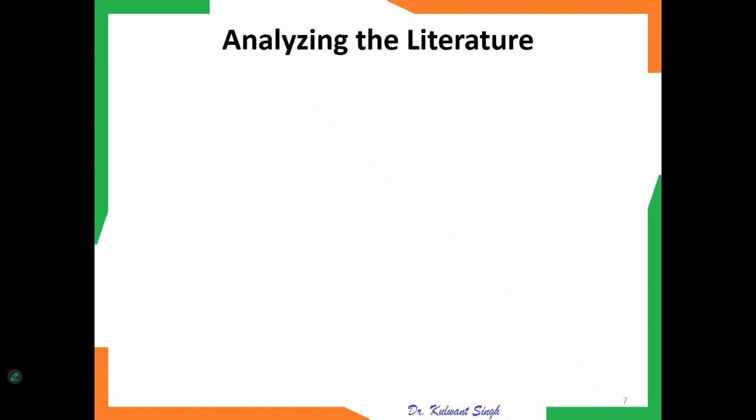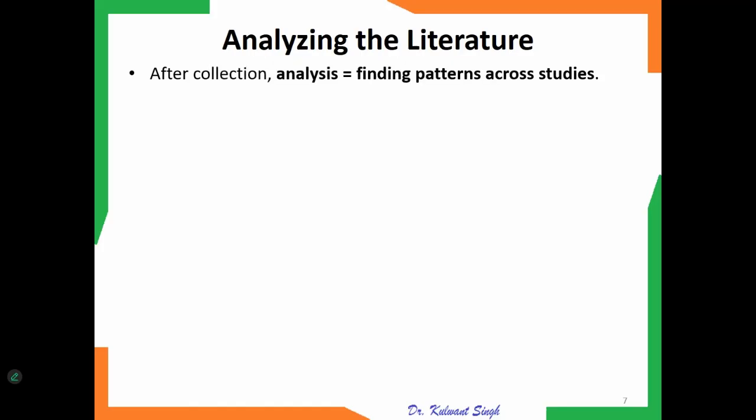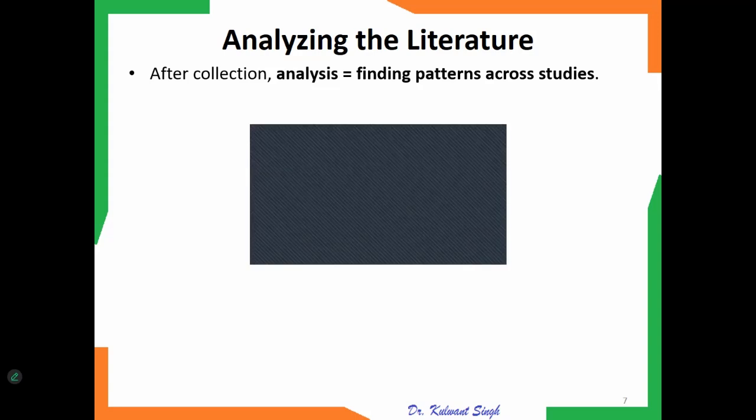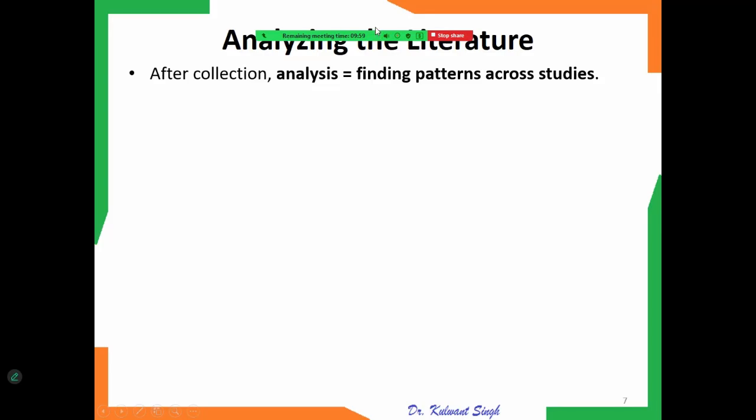Analyzing the literature. After collection, analysis means finding the pattern across the studies. Now we have different studies. In an SLR, the audience is looking for something that highlights any new trend, new scope, or new gap. So we will check the patterns, we will check any trend we can find, and we can highlight any gap. All these things we will check while analyzing the studies.